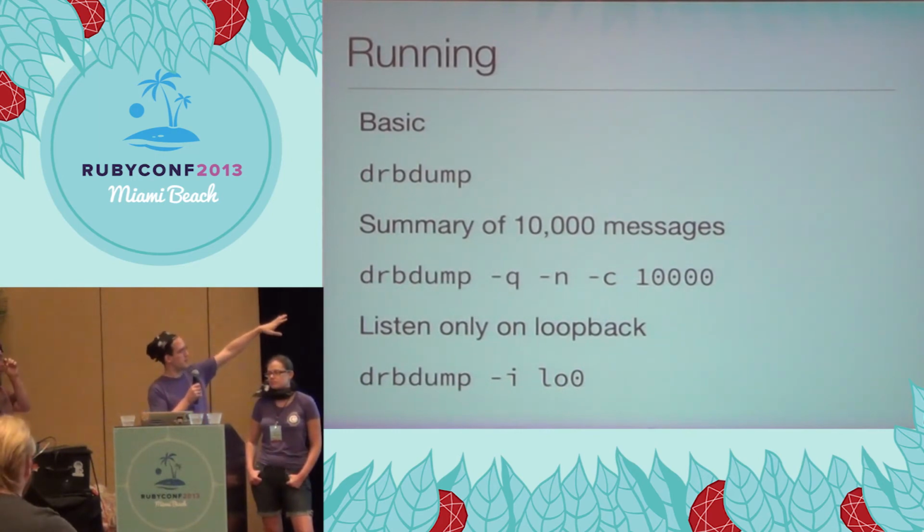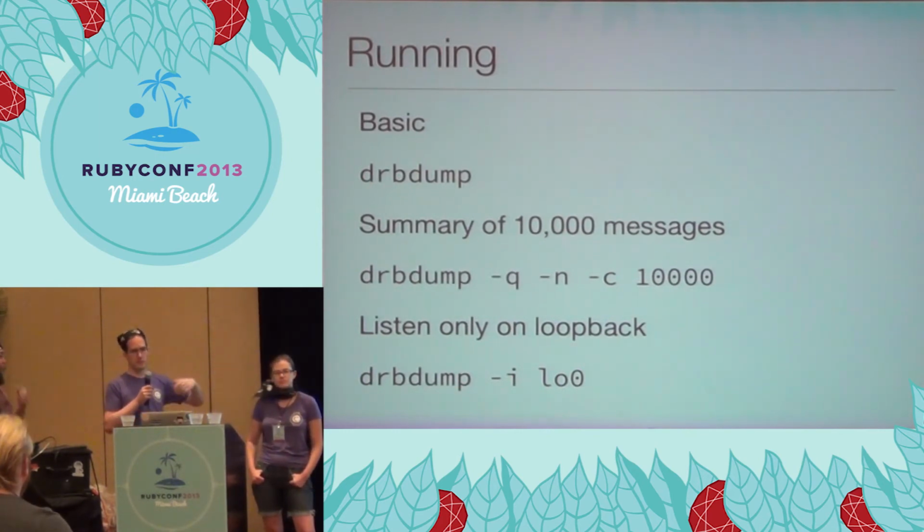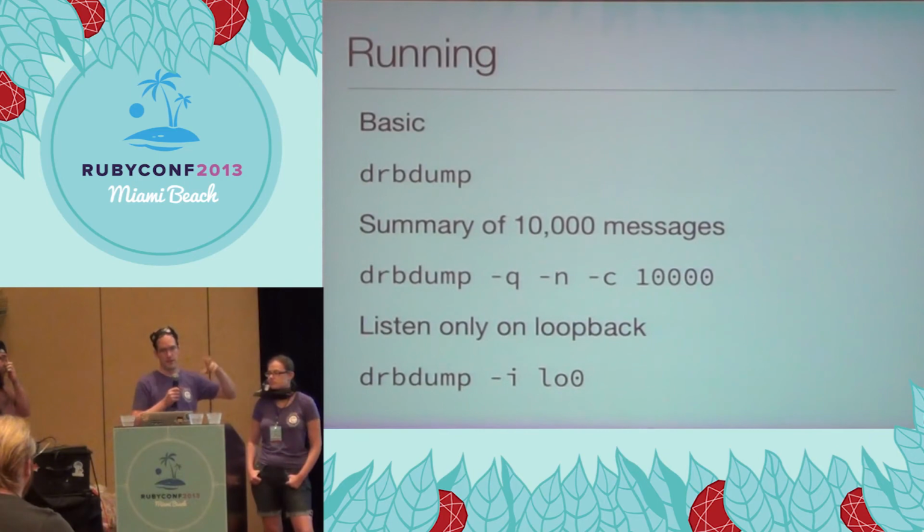You can say, give me a summary of these 10,000 messages, so it'll just record, won't print anything, and at the end it'll dump the statistics. And by default, it listens on your default interface and the loopback interface. So you can just restrict to the loopback if you don't care about outside of the network stuff.